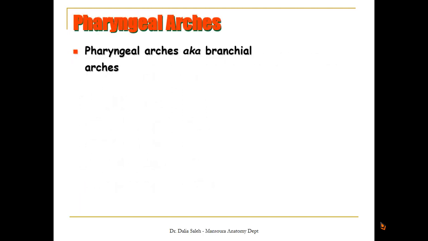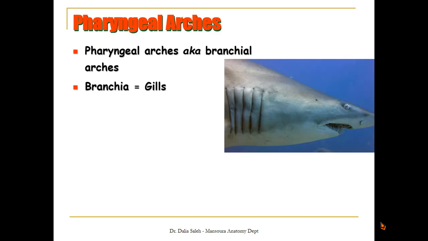First, what are the pharyngeal arches? They are also known as branchial arches. And by branchia, we mean gills, like you can see in this big fish here. However, the human embryo does not develop a true gill like the amphibians or fish, because there is no communication between the exterior and the interior. That's why pharyngeal arches are the accurate naming of these structures.